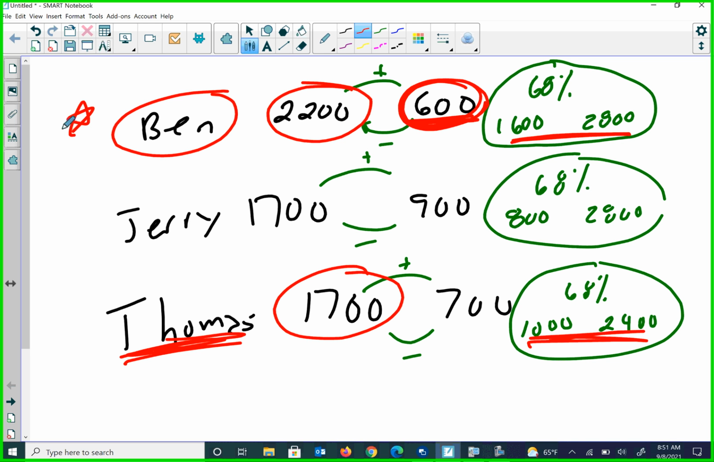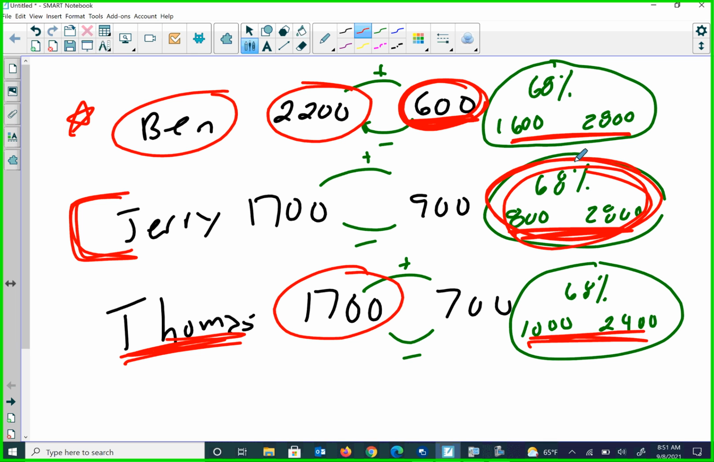Who is the least consistent? Jerry. Jerry needs some guidance. This is just way too big. Imagine if you make $800 one month, $2,800 another month, $800 the following month. You're not consistent. And between Jerry and Thomas, which salesman is more likely to have 2,000 in a given week? This is more likely, I would think, because that goes up to 2,800. But we could talk more about why this would take place on other scenarios.